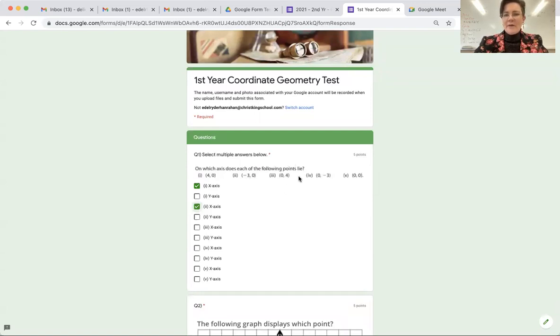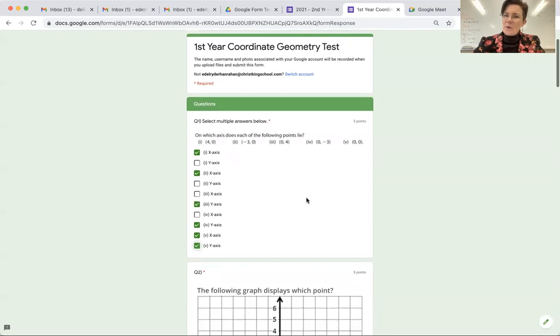For part 3 and part 4, the x value is 0. So they're not going left or right at all, only up and down, and those points lie on the y-axis. So for part 3, it's the y-axis, and for part 4, it's the y-axis as well. And then part 5, 0, 0, the origin. It's on both the x-axis and the y-axis. It's where they cross over. So that was question 1.